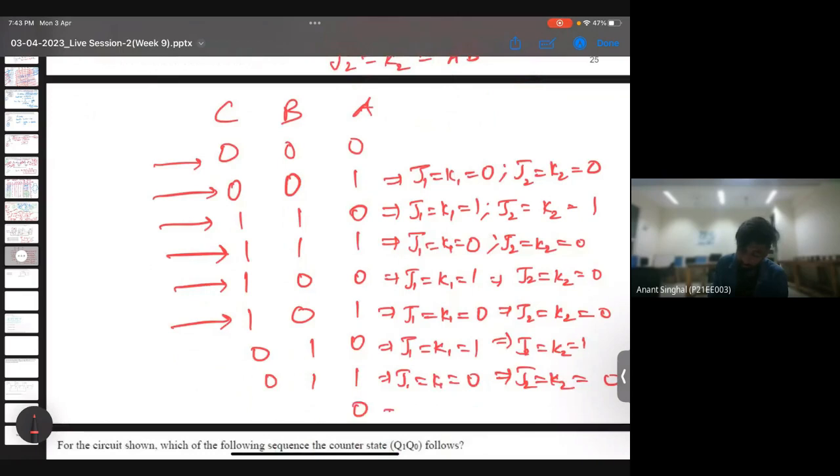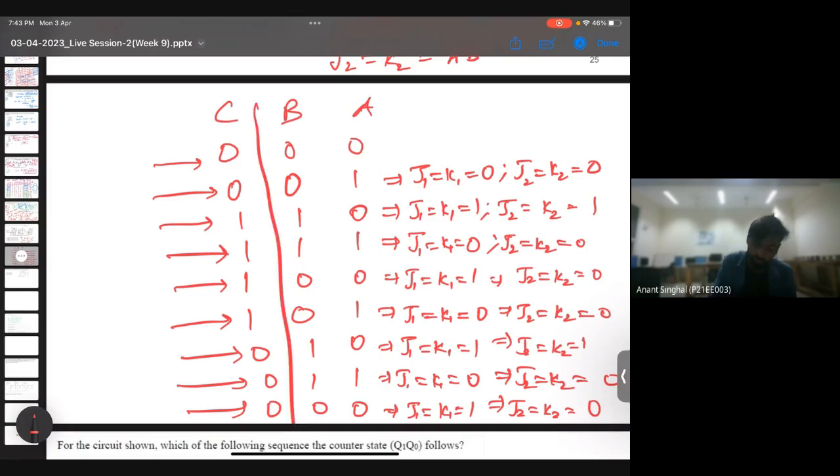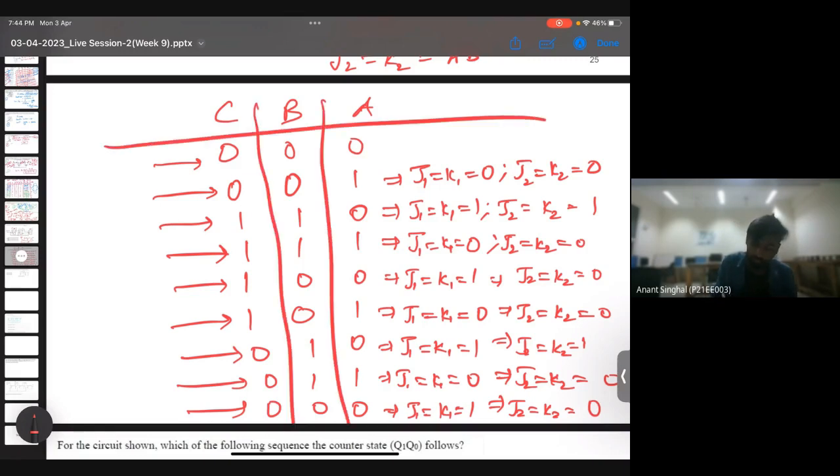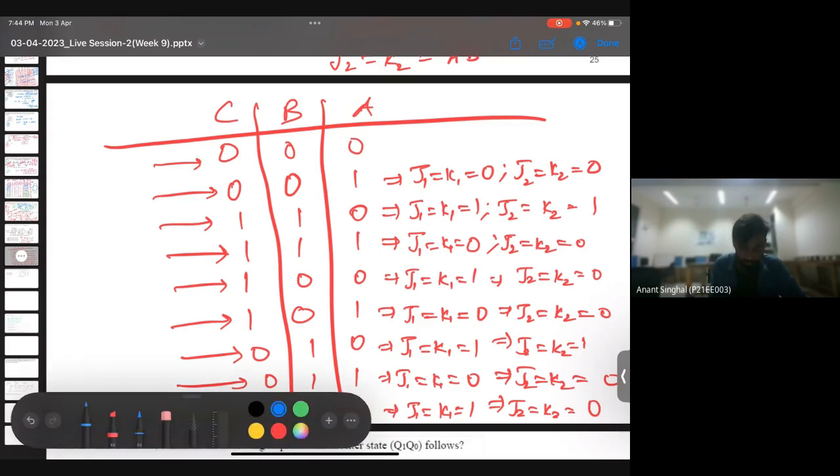Okay, so let me write it more. J1 and K1 are 1, and J2 and K2 are A B bar, so 0. So one will remain the same and the other will toggle. Okay, so we have reached the starting state back. Is this clear? The whole diagram. Any doubts? Anyone having any doubts in this? You can ask.